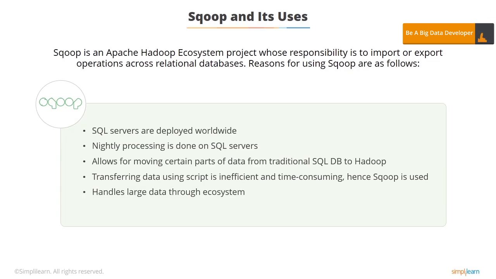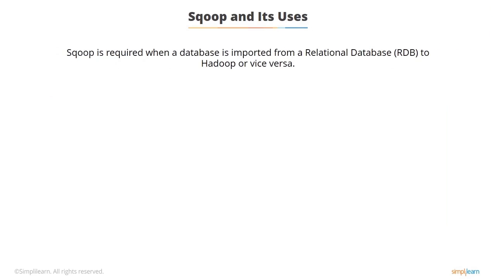Traditional DB has reporting, data visualization, and other enterprise built-in applications. However, to handle large data, you need an ecosystem. The need to bring the processed data from Hadoop HDFS to the applications like Database Engine or web services is satisfied by Sqoop. Sqoop is required when a database is imported from a relational database, RDB, to Hadoop or vice versa. A relational database, or RDB, refers to any data in a structured format. Databases in MySQL or Oracle are examples of RDB.